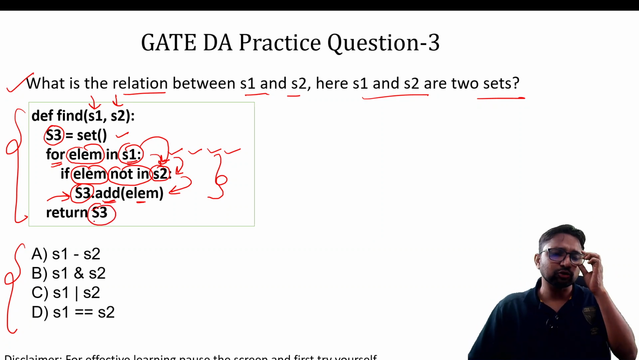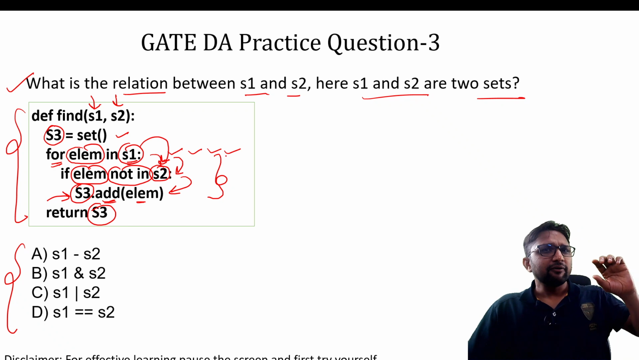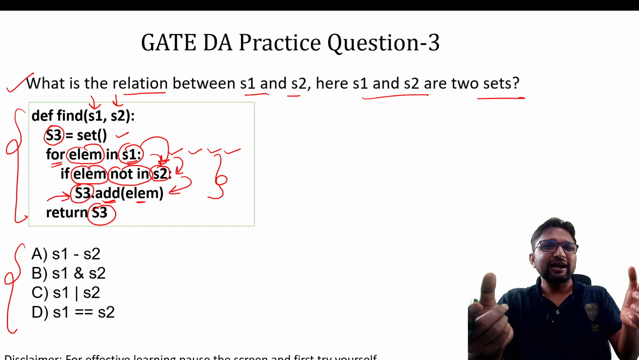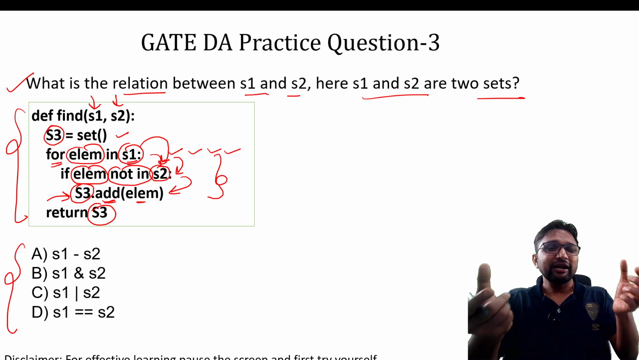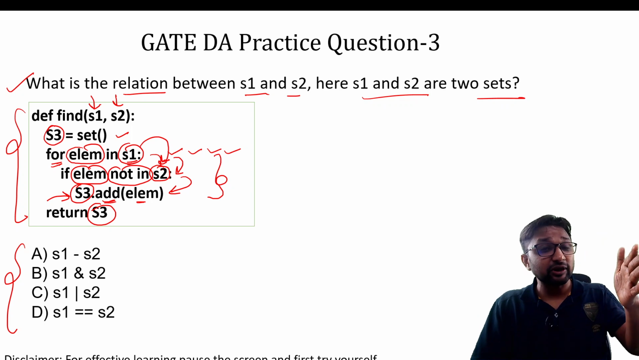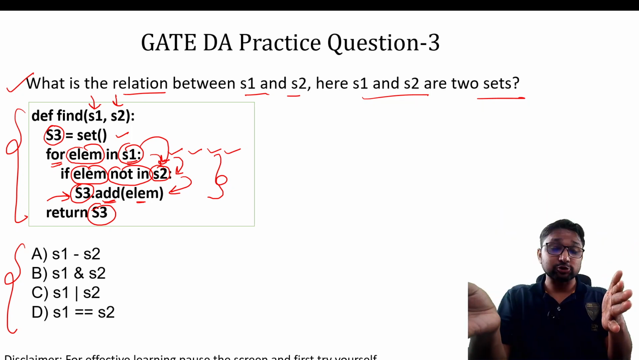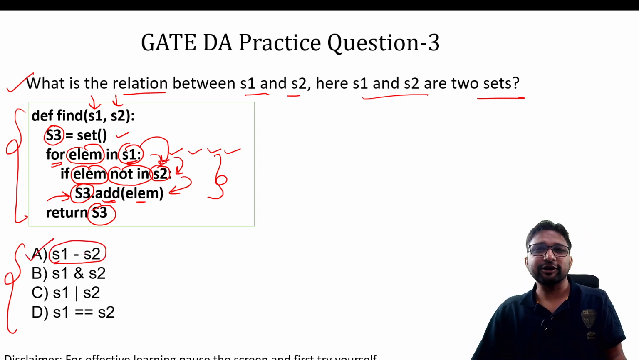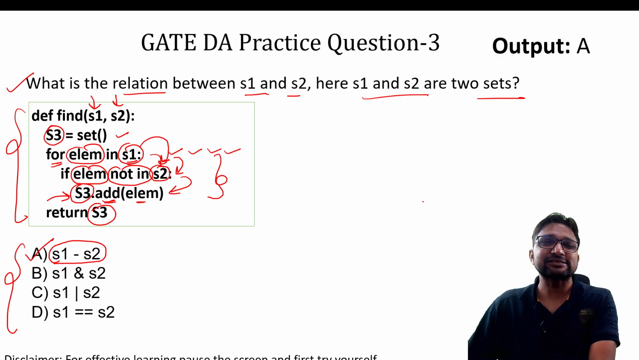So what are those elements which are present in S1 but not in S2? Actually that is the difference property. In difference also we take all those elements which are present in S1 but not present in S2. So yes, we are finding difference. So A must be the right answer over here. So let's check out, yes, A is the right answer.